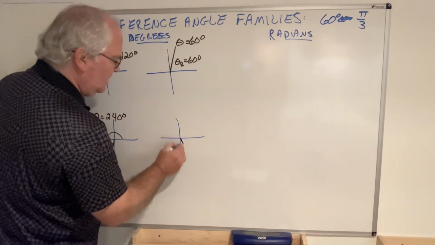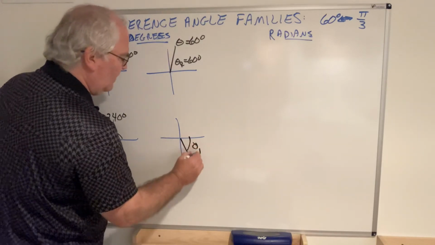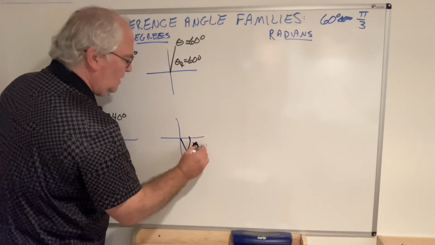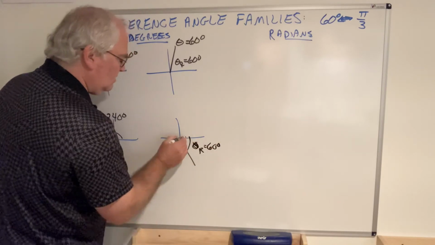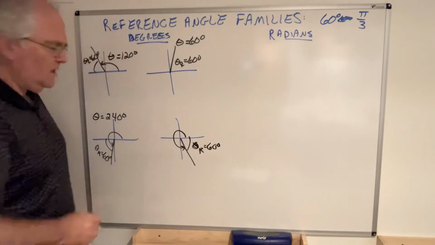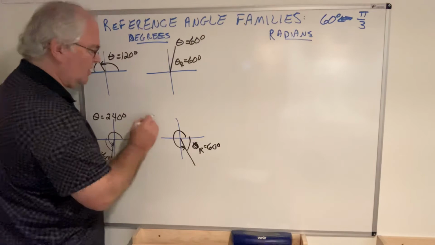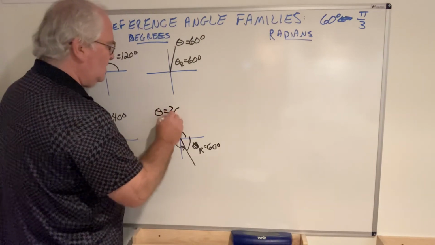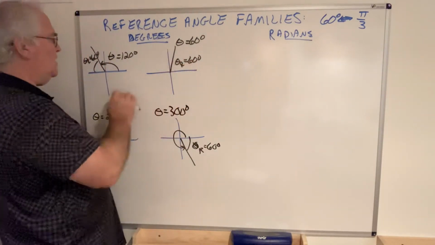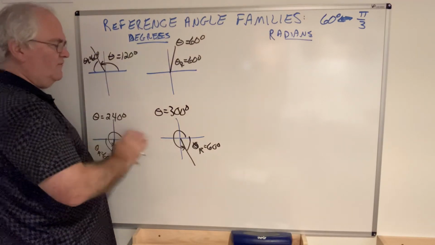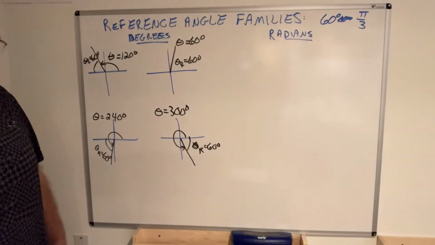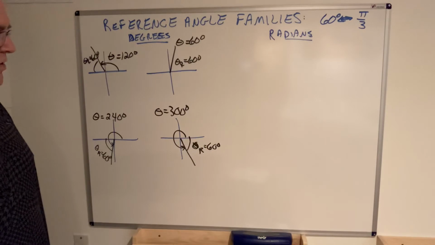And then the last piece in quadrant 4, theta reference is 60 degrees. So this entire angle now is 360. Subtract the 60, that's pretty obvious. Theta is 300 degrees. 60 degrees, 120, 240, 300. Those are the reference angle family for 60 degrees.